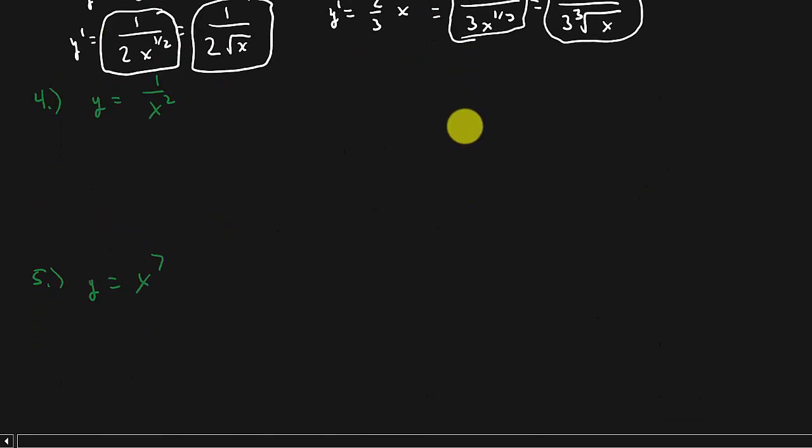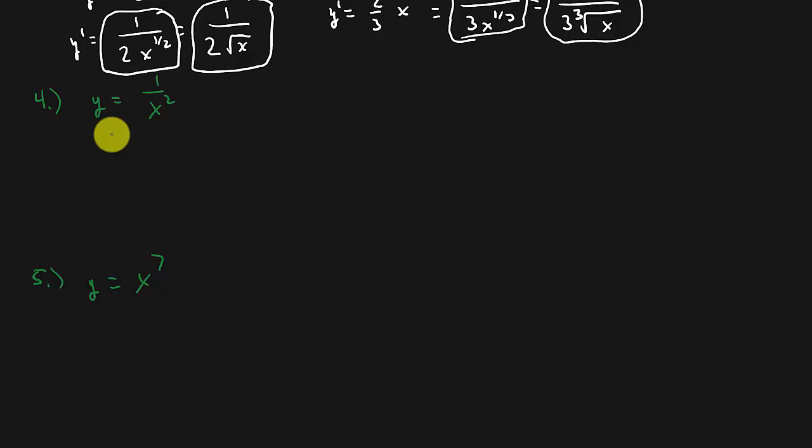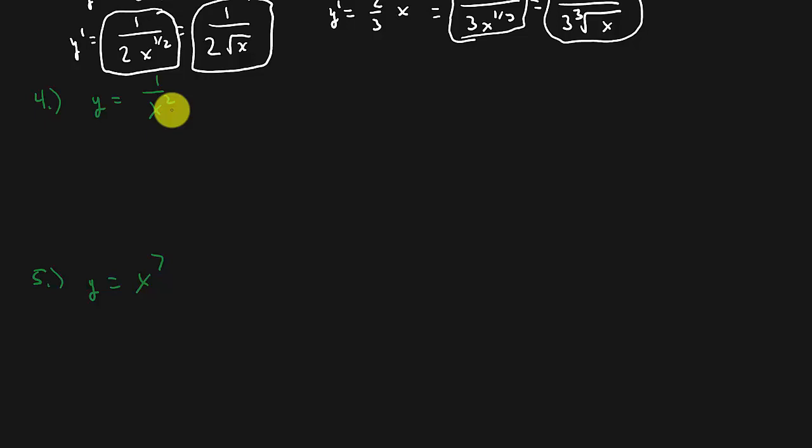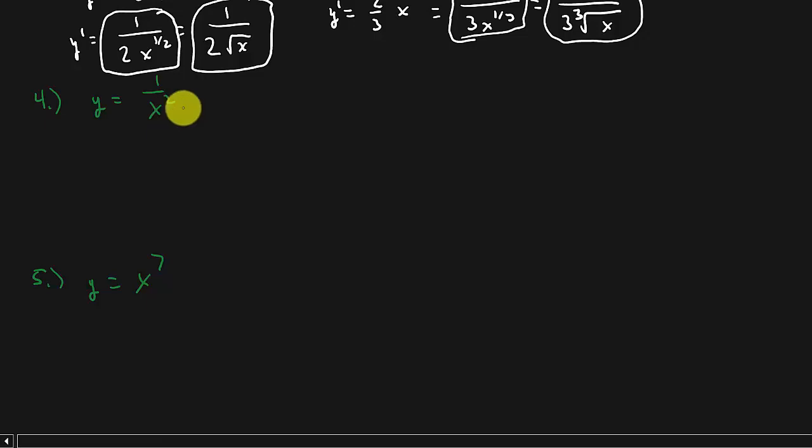Okay, so what about this one? Y equals 1 over x squared. Do we have x raised to a power? We do. We have x squared, but the problem with that is it's in the denominator. We don't know how to take the derivative of that if it's in the denominator. So what we need to do is move that term up to the numerator. So if you remember, when you move something across the fraction bar, it changes the sign of the exponent. So that would give us x to the negative 2.